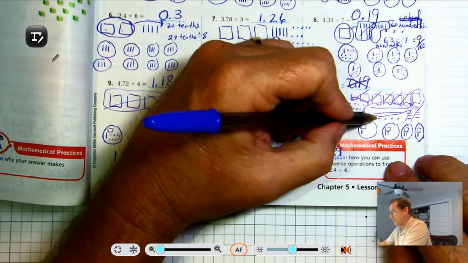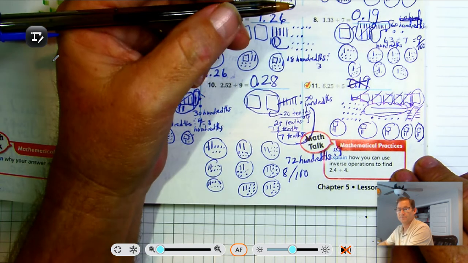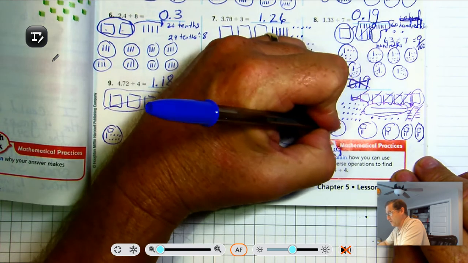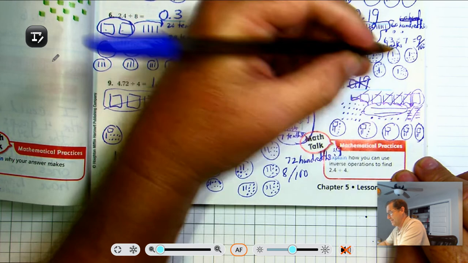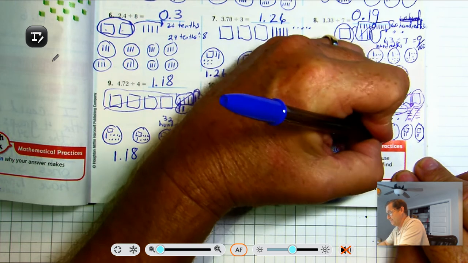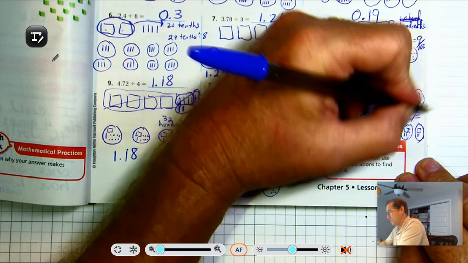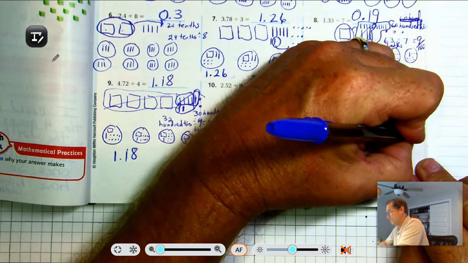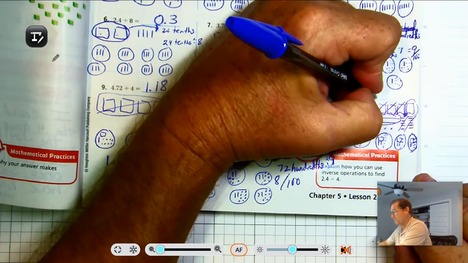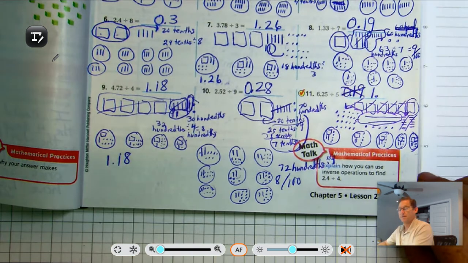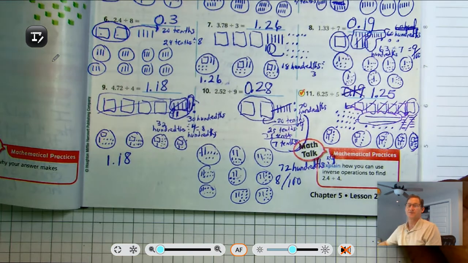So we have 20, 21, 22, 23, 24, 25 hundredths. Well, I can put 5 in each group, right? 1, 2, 3, 4, 5, 10, 15, 20, 25. So we have 1 whole in each group. We have 2 tenths and 5 hundredths.